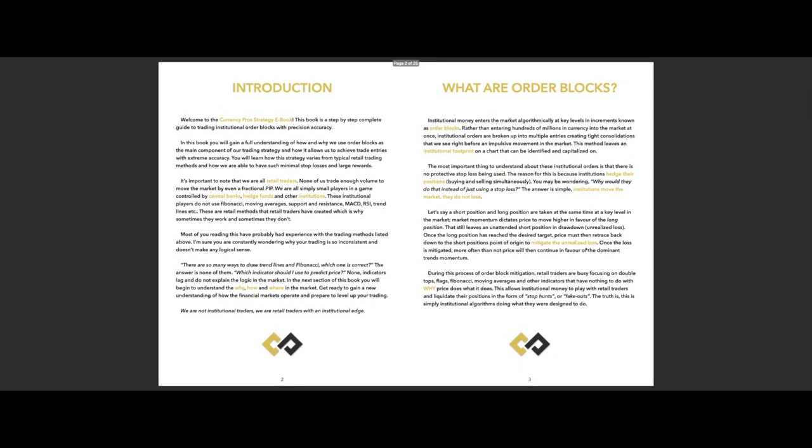This is the only thing that really explains it. So this is one thing I pointed out here in this paragraph as well. During this process of order block mitigation, retail traders are busy focusing on double tops, flags, Fibonacci, moving averages, and other indicators that have nothing to do with why price does what it does, okay? That whole sentence there is very important. This is the only thing that really explains why we're seeing what we're seeing on the chart, okay?